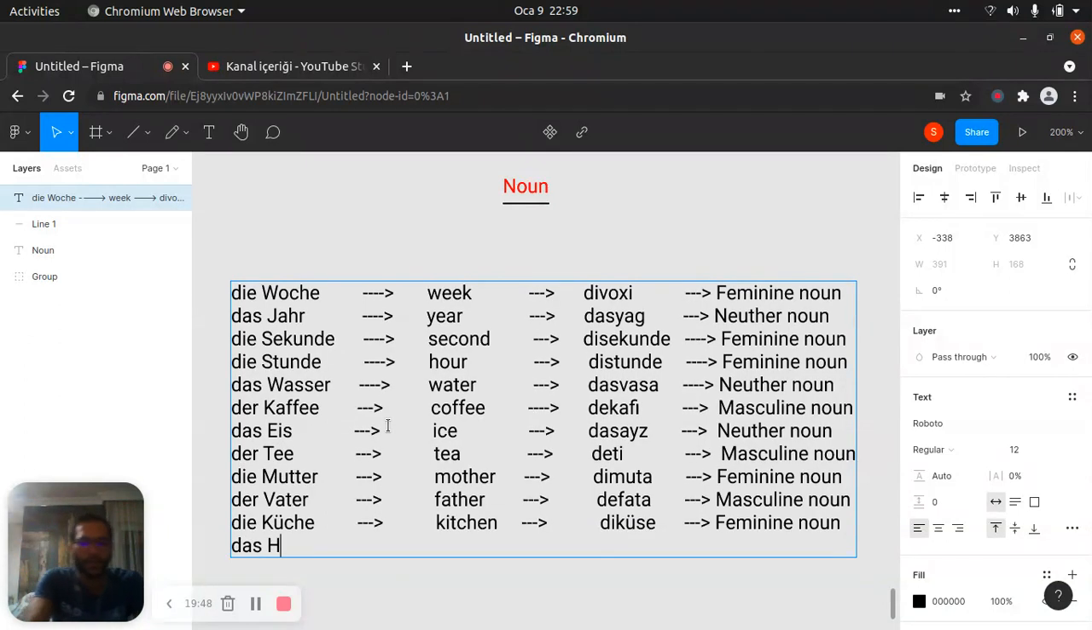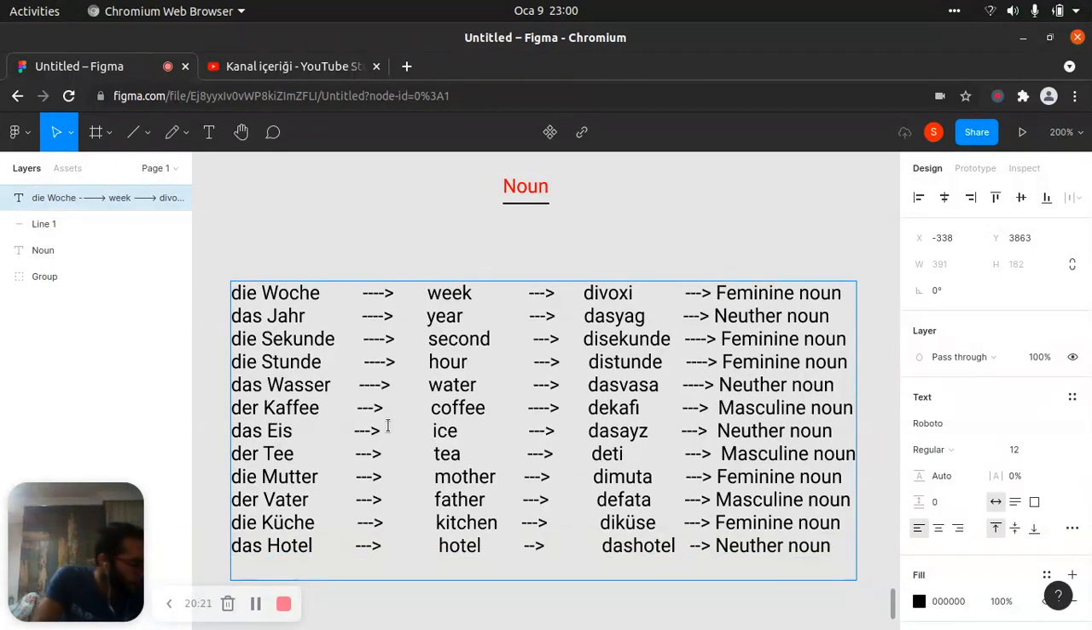Okay, let's come down and we have das Hotel. Das Hotel, as you can understand, this is neuter. It's normal because these are not living things. Pronunciation is like das Hotel, same. Let's put it here. This one is a neuter noun.